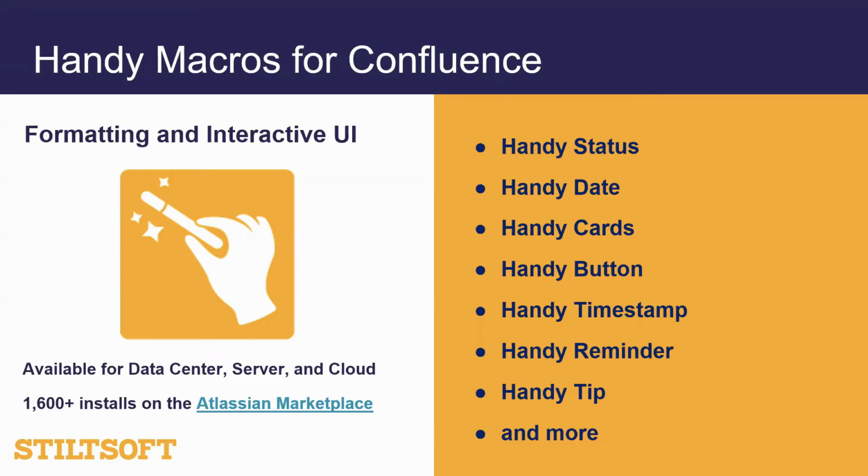What our customers love about Handy Macros is that it's not just one app solving one problem. We have lots of macros which come in bulk here, and right on the slide you can see some of them like status, date, cards, button, timestamp, reminder, tip, but there are even more. So this sounds like a great benefit, so that you can choose something for really big amount of use cases.